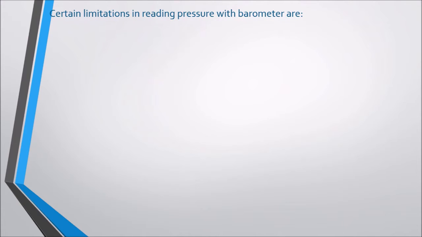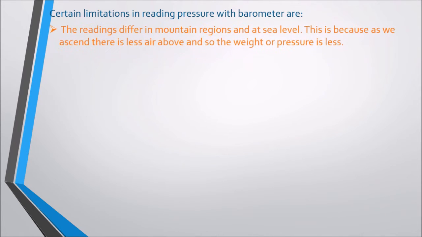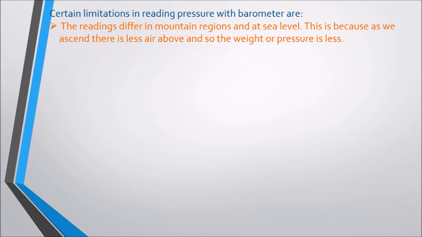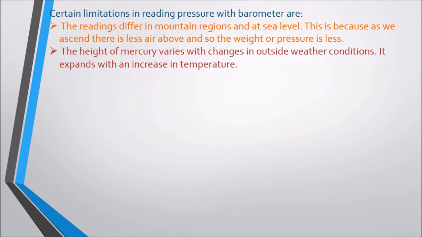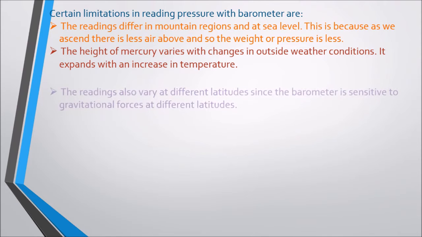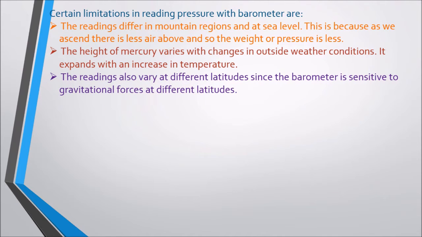Certain limitations in reading pressure with barometer are: the readings differ in mountain regions and at sea level. This is because as we ascend, there is less air above, and so the weight or pressure is less. The height of mercury varies with changes in outside weather conditions. It expands with an increase in temperature. The readings also vary at different latitudes, since the barometer is sensitive to gravitational forces at different latitudes.